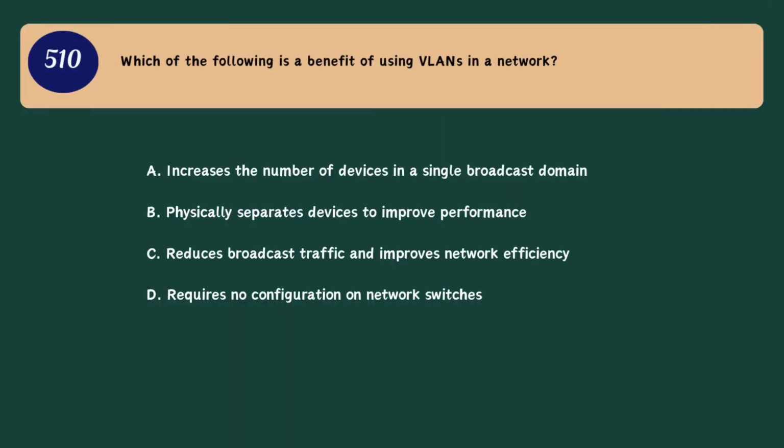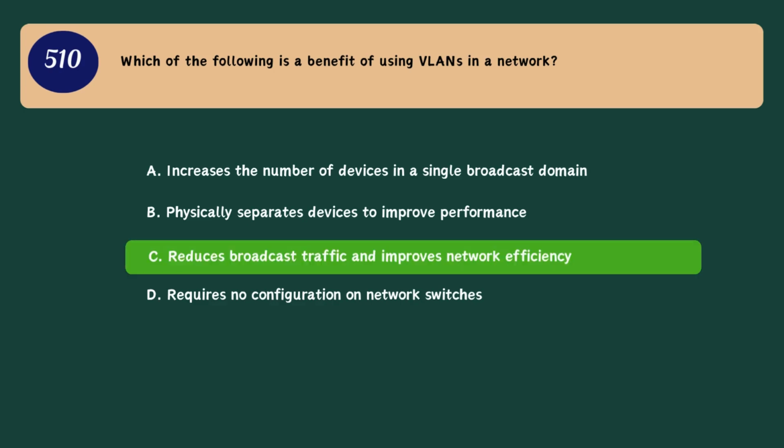Question 510. Which of the following is a benefit of using VLANs in a network? A. Increases the number of devices in a single broadcast domain. B. Physically separates devices to improve performance. C. Reduces broadcast traffic and improves network efficiency. D. Requires no configuration on network switches. Correct answer. C. Reduces broadcast traffic and improves network efficiency.